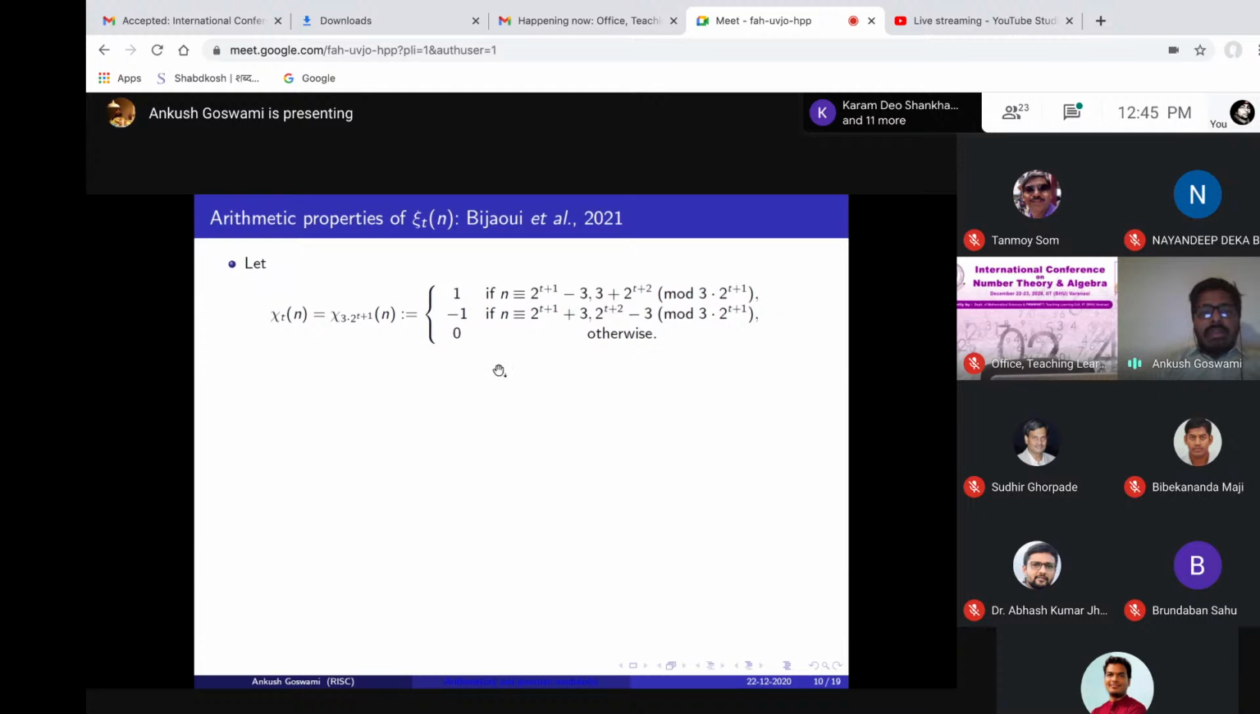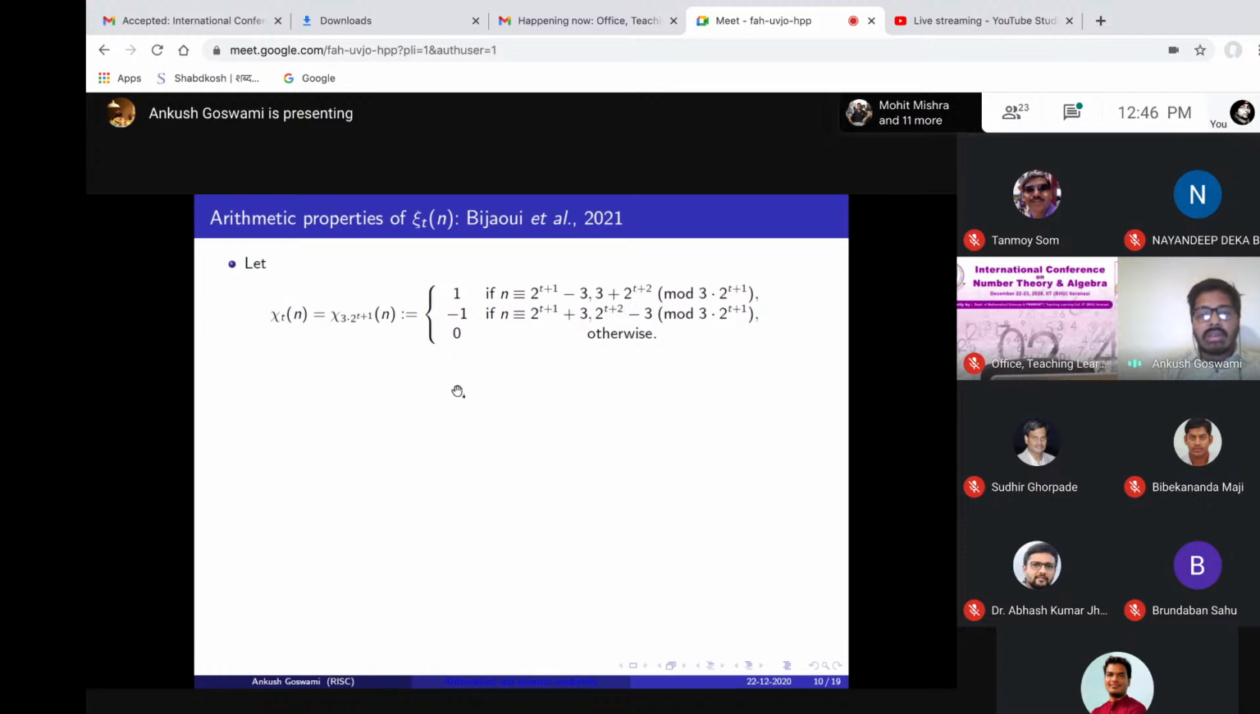So the first thing that we're going to define here is the periodic function chi t of n, which is a periodic function of period 3 times 2 to the power of t plus 1. And it is defined to be 1 when n is in these residue classes, and minus 1 when n belongs to these residue classes, and 0 otherwise. And then you also define this set.